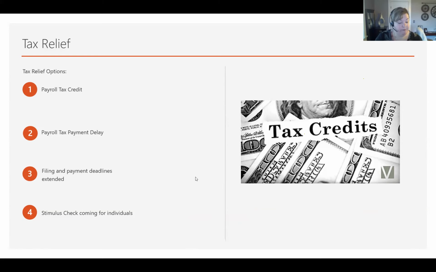That one's pretty simple. Filing and payment deadlines have been extended, so I'm sure you've seen this all over the place from us and everywhere else. The filing and payment deadlines have been extended to July 15th. So any tax return that was due April 15th is now due July 15th. You don't need to file an extension for it. However, for the 2020 quarterly payments for federal, only the first payment is deferred. So your quarter one estimated tax payment is due July 15th. Your quarter two is still due June 15th. So you're going to pay quarter two before quarter one.